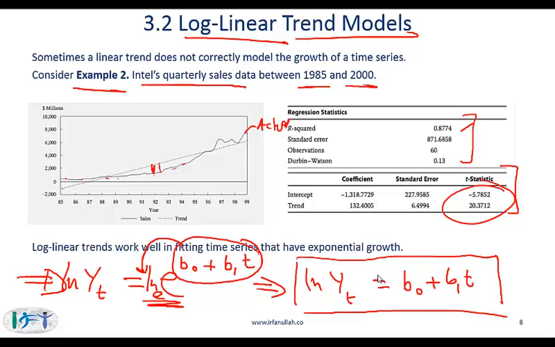So what does this relationship say? It says that the natural log of the sales number in a given period is given by this.